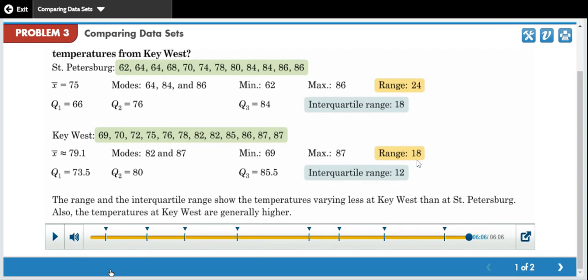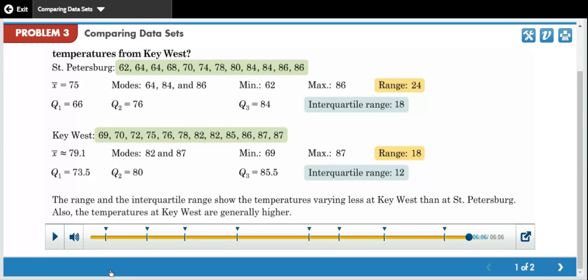So the difference between 87 and 69 has a smaller range, which means it's going to tend to be a little bit warmer than the temperatures at St. Petersburg. Our interquartile range also gives us a very similar result. But overall, if we had just looked at one or two of the elements, we wouldn't get as well-rounded of information about the temperatures from Key West.